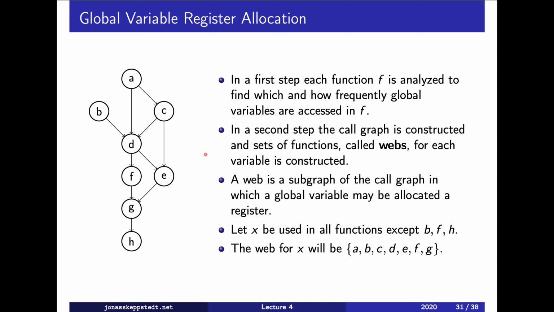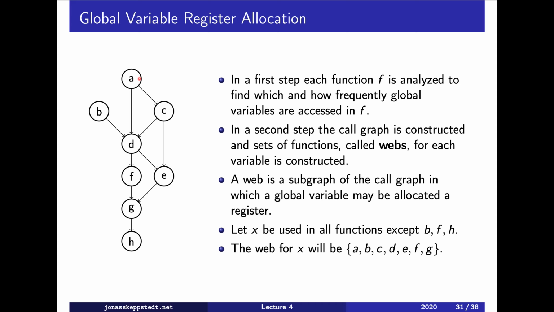In this figure, we can assume that x is used in all functions except b, f, and h. So what should the web be? First of all, what's the purpose of this web? The purpose of the web is to find a subset of the functions in which a variable is allocated a register.